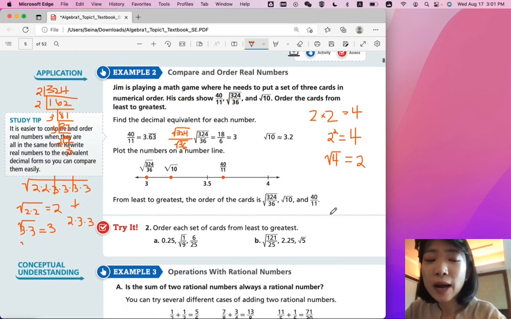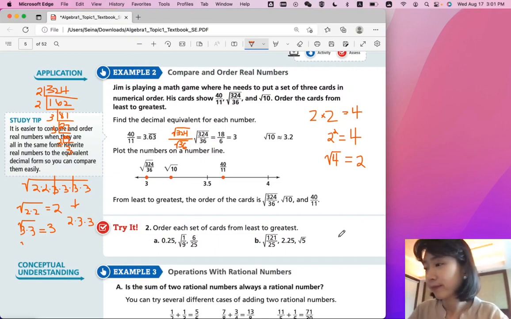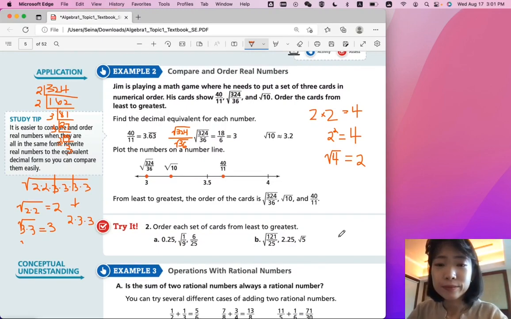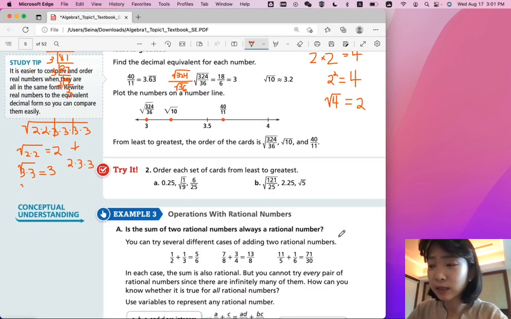So let's try number 2. See if you can do it by yourself. Order each set of cards from least to greatest. Okay, are you ready to check for answers?